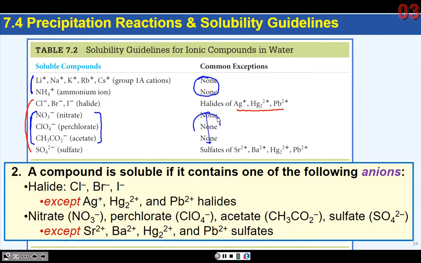And then the bottom set here is the sulfate compounds. And the sulfate compounds are usually soluble, except they're not going to be soluble if you combine them with strontium, barium, mercury, or lead. And so we're going to notice that mercury and lead are a common exception.